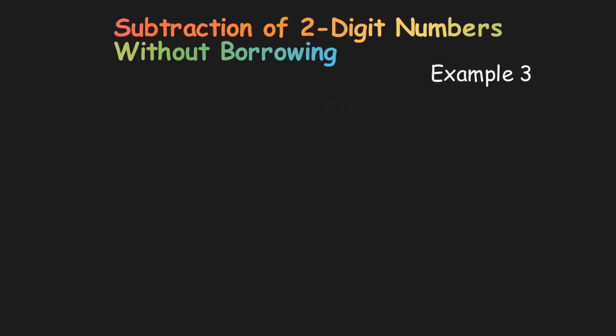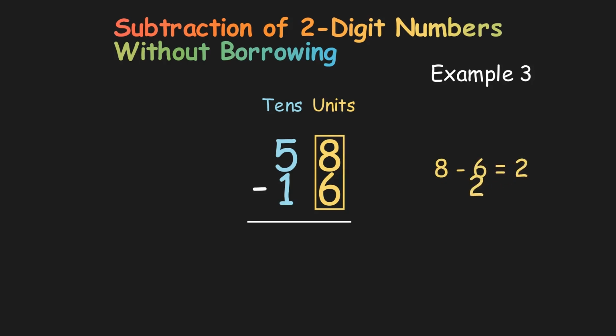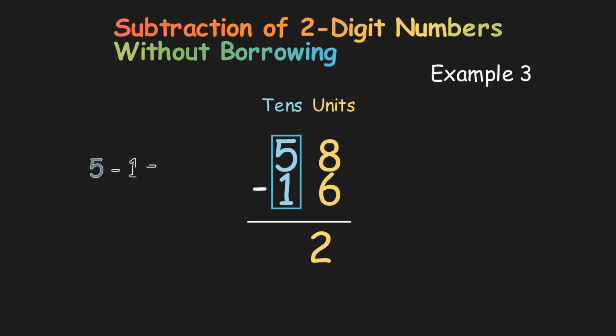Now, let's look at example 3. We want to subtract 16 from 58. First, we line up the numbers correctly according to their place values. Tens under tens and units under units. We begin from the units column. We subtract 6 from 8, and that gives us 2. Next, we move to the tens column. We subtract 1 from 5, and that gives us 4. Therefore, 58 minus 16 equals 42. Fantastic job, superstars! You're becoming more confident in subtracting two-digit numbers.